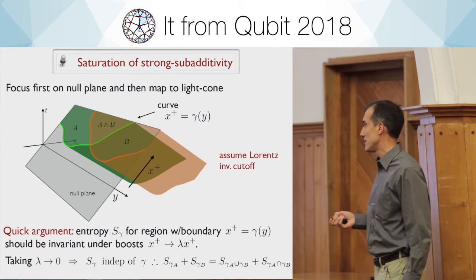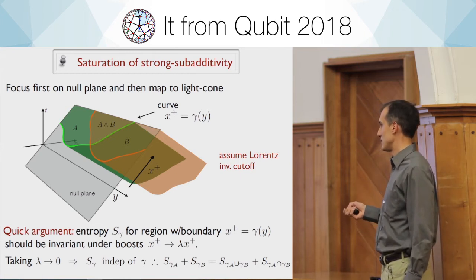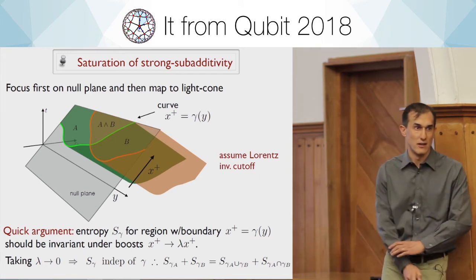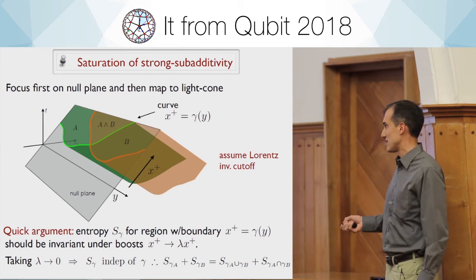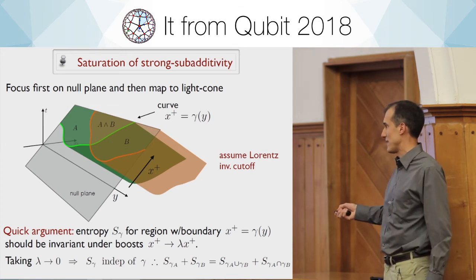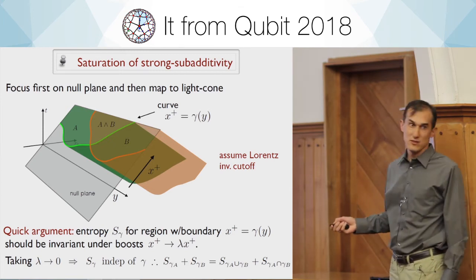So here's a quick argument. The entropy S has to be a function of gamma, the boundary of the region, but it should be invariant under boosts because we are in Lorentz invariant QFTs. Now a boost on this null direction just acts like a dilatation. It's multiplying x plus by a factor lambda. So we can simply do a boost and then take lambda to 0.